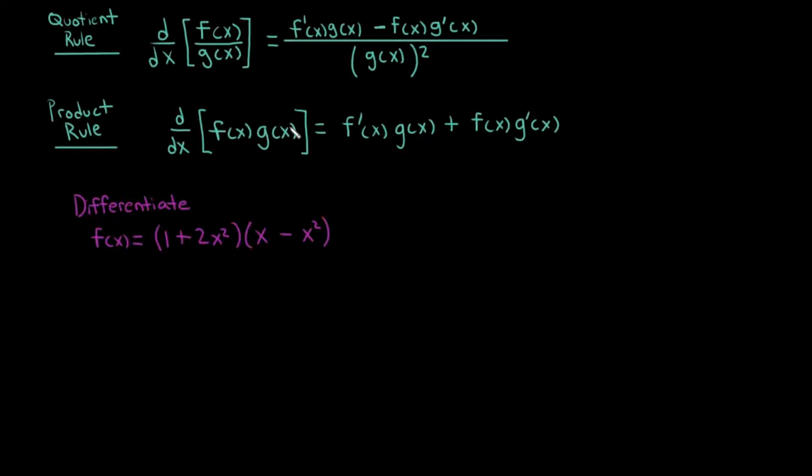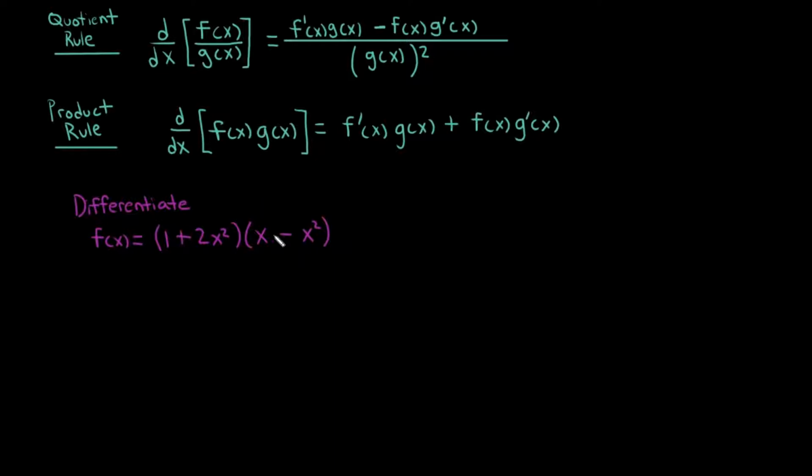So we use the product rule when we have two functions that are multiplying each other, like this one right here, 1 plus 2x squared times x minus x squared. So you have two functions and they are multiplying each other, and that's when you use the product rule.